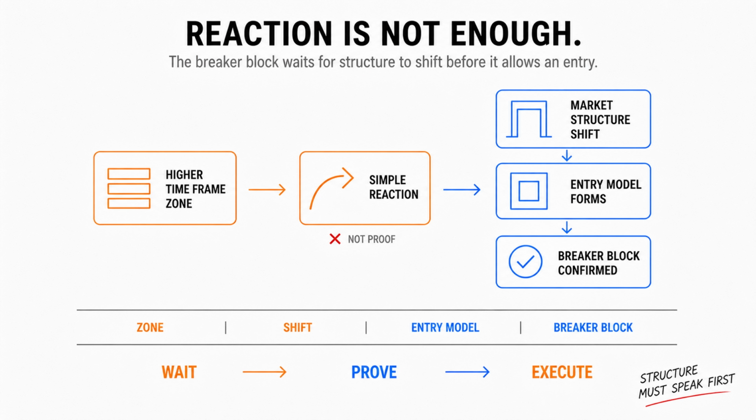It keeps the higher time frame supply and demand zone, but it refuses to accept a simple reaction as proof. It waits for a market structure shift on the lower time frame, and then for an entry model to form inside the zone. That entry model is the breaker block, which is nothing more than an order block that failed, flipped sides, and now defends the level it once attacked.